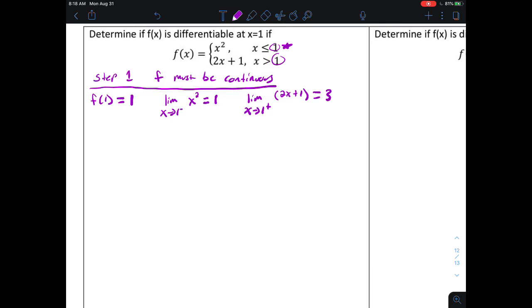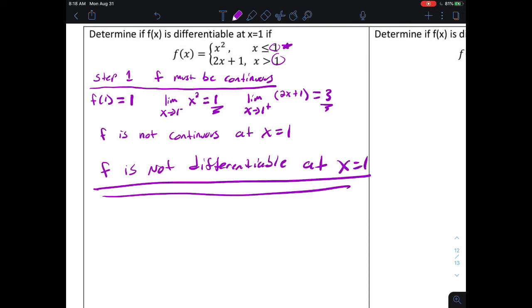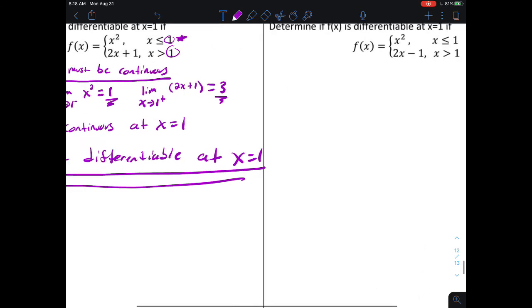So f is not continuous at x is equal to 1 because the limit doesn't exist. Therefore, it cannot be differentiable at x is equal to 1. So we're only looking at that one point in question here. All right, so it's not differentiable at x is equal to 1 because it's not continuous.